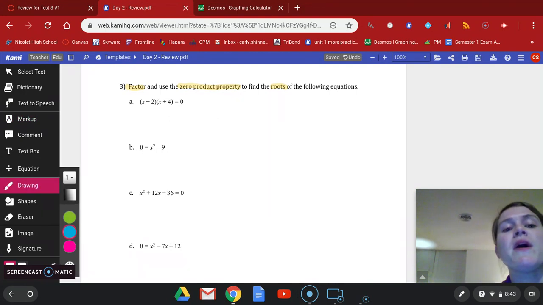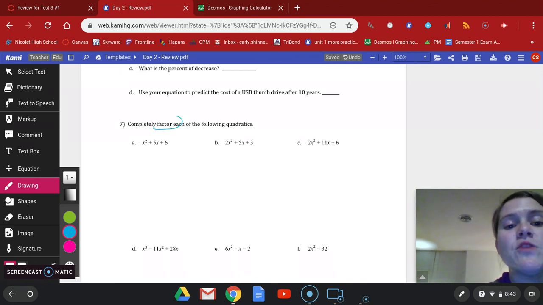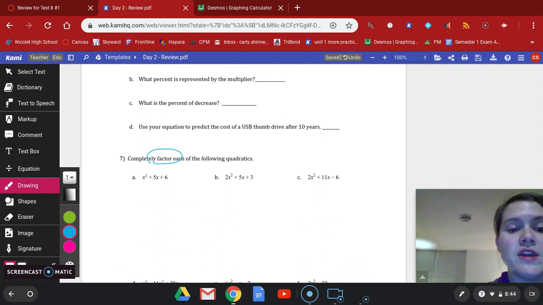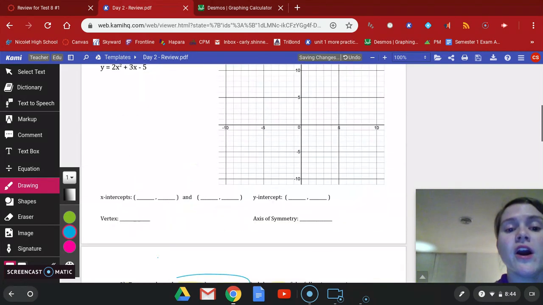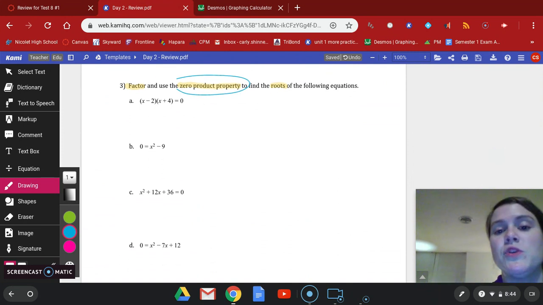Alrighty, so number 3 wants us to factor and use the zero product property. So if you scroll down to the last problem, I ask you to factor. So you do not have to use the zero product property to find your intercepts, okay, on these ones. So these ones, you'll just do the x and then factor, right? Now up here, I've got to do the whole kit and caboodle, all right? So we're finding roots, which is just a fancy way of saying x-intercepts, okay?